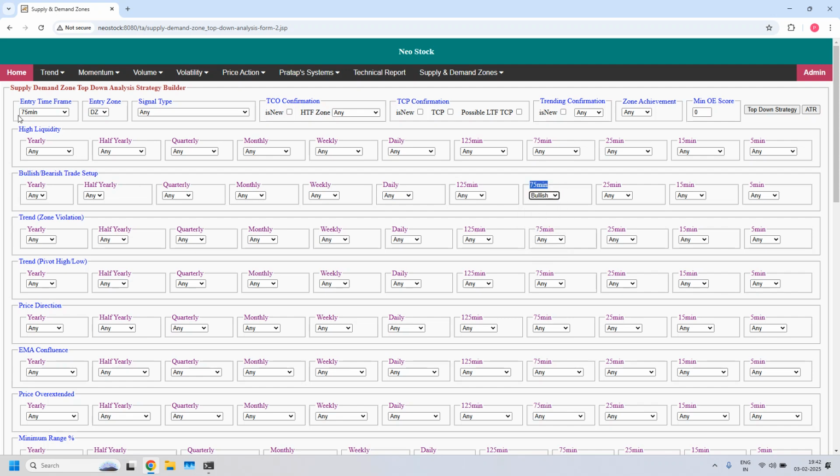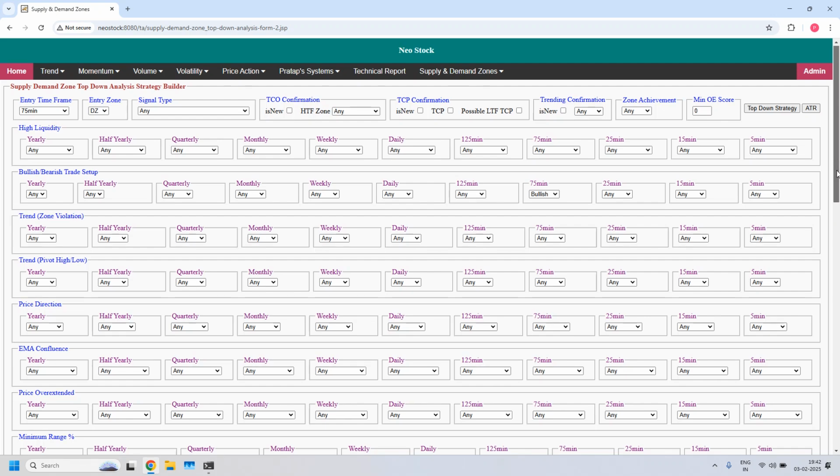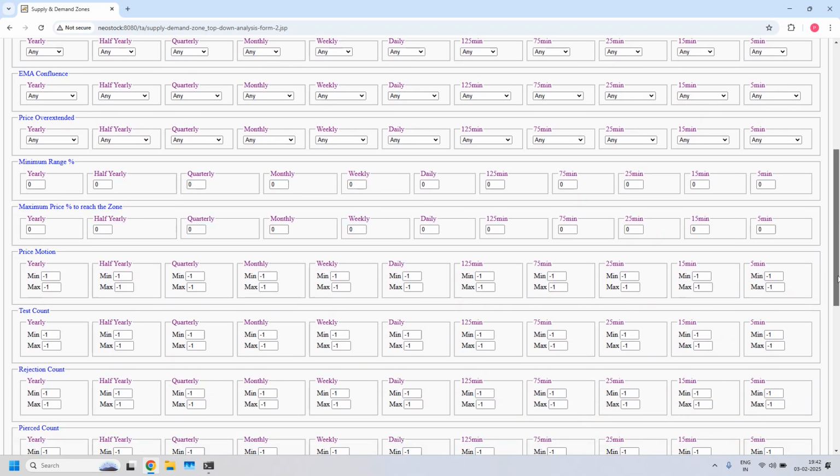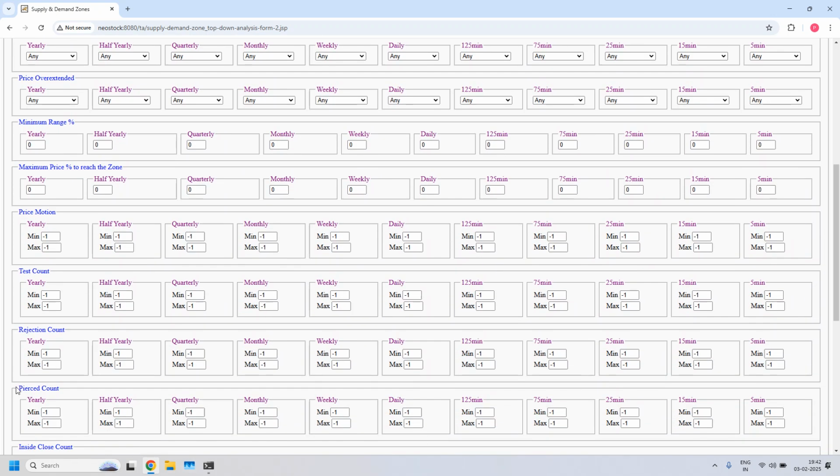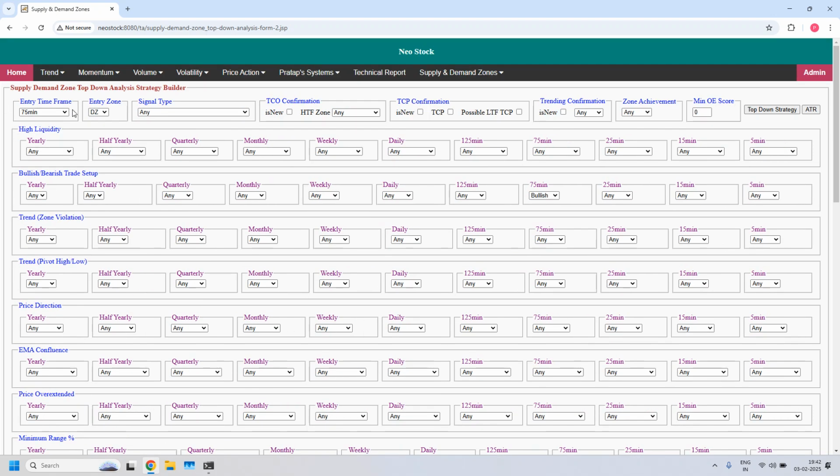Now we should set three filters on the 75 minutes demand zone. First filter is 75 minutes demand zone should not be pierced. So in the pierced count parameter, in this entry time frame 75 minutes, the demand zone should not be pierced. That's why minimum value I am setting 0, maximum value 0. That means the pierced count should be 0. Pierced count 0 means zone is not pierced. Which zone? 75 minutes demand zone, because those filters we selected here.